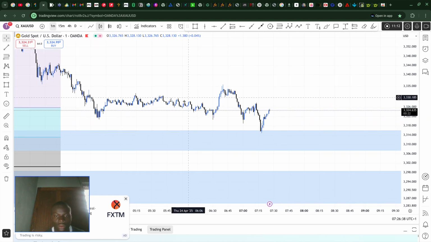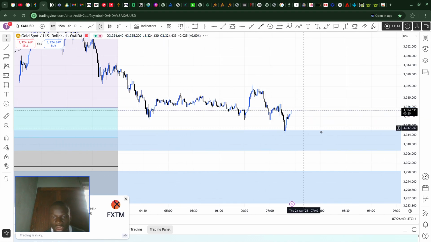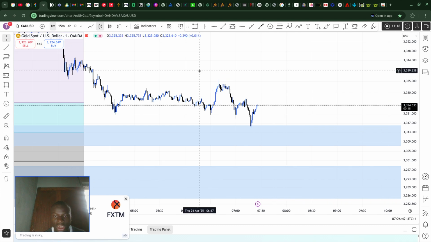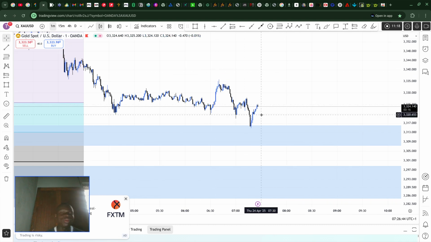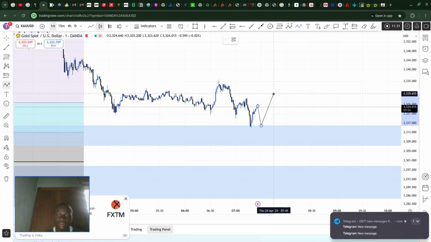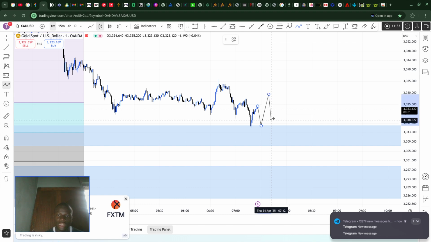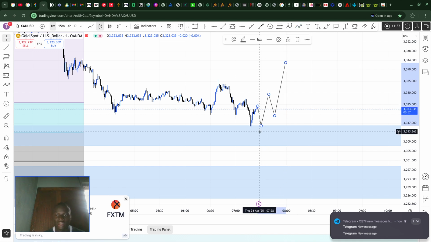So if the market actually takes this high and pulls back, I won't take it. But if the market comes back to this point here, and I was able to break out this high on the 1 minute and pull back, I can take this one, because this is a market structure shift.